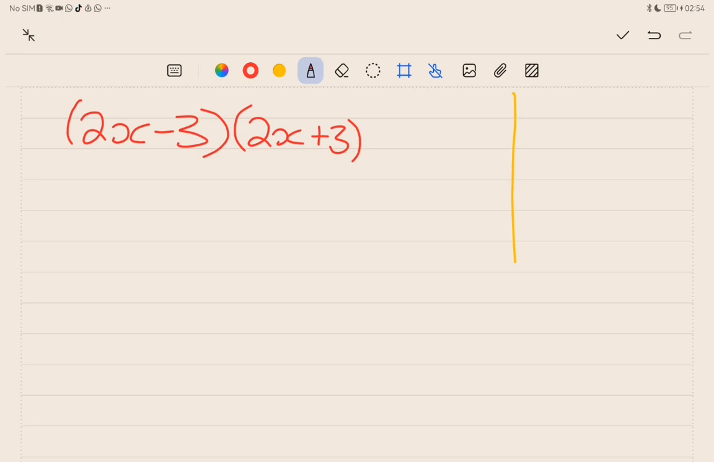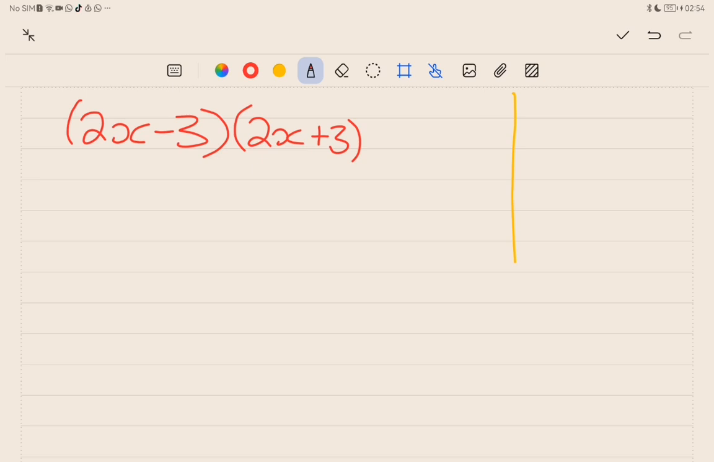So for today, I will be simplifying two expressions with you guys. So this is the first one. So in this problem, we can see that we are multiplying two expressions, of which each expression consists of two terms.